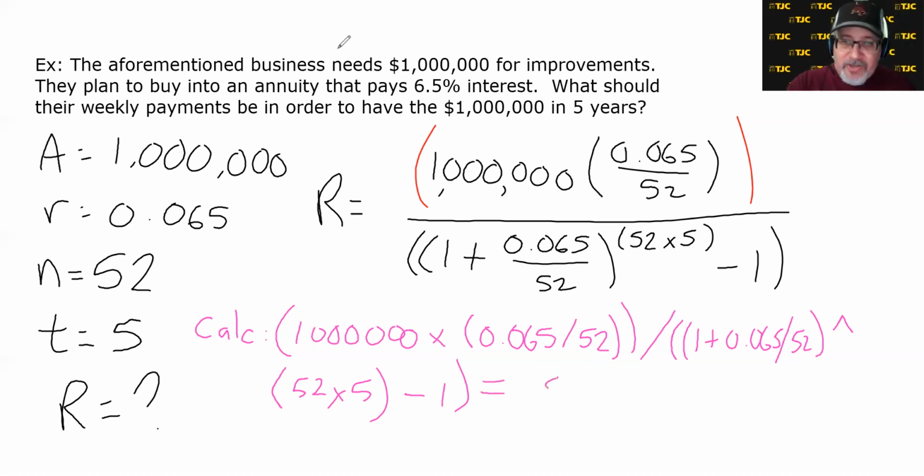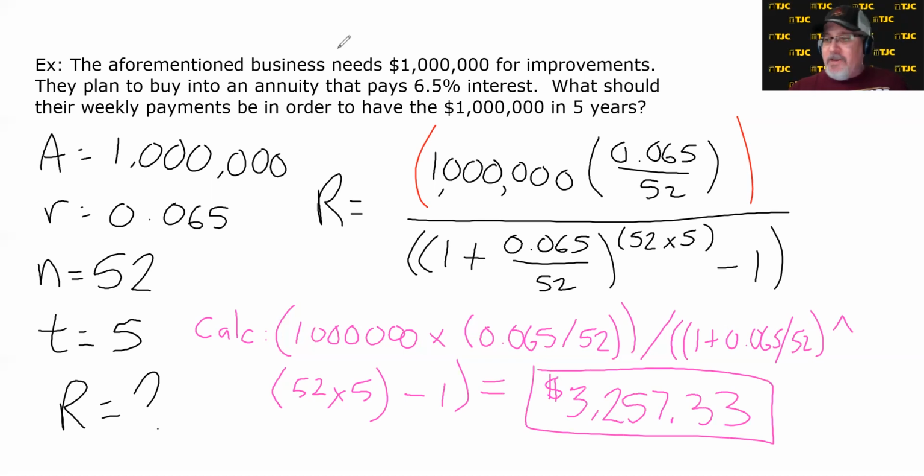To the nearest cent, I got $3,257.33. I'm going to pause the video and put it in a different calculator just to make sure I didn't make a mistake. And I got the same answer. All right, so they only need to make a weekly payment of $3,257.33. Can the business afford that?